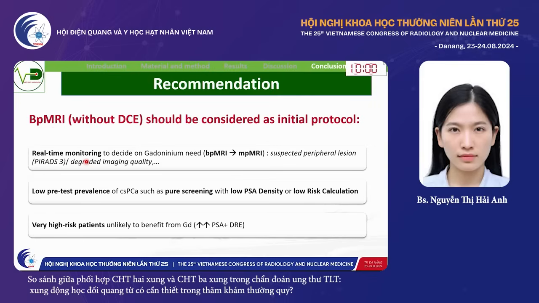So with all this discussion, we recommend that we should consider biparametric MRI as the initial protocol, with real-time monitoring to decide the need for gadolinium, especially when we have a suspected peripheral lesion or degraded imaging quality. Especially in two cases: the first is a case with a very low pre-test prevalence, and the second is a high-risk patient who is unlikely to benefit from gadolinium.